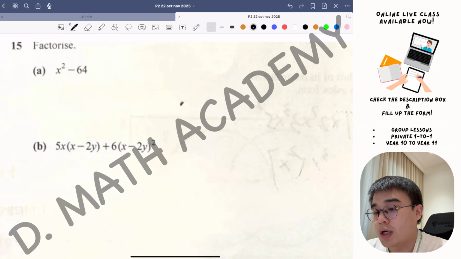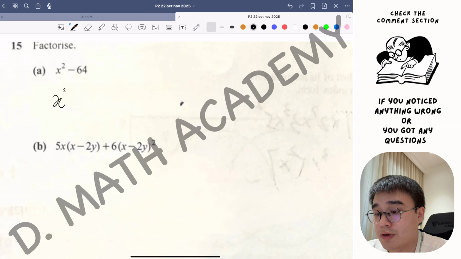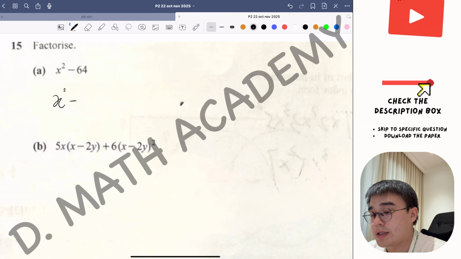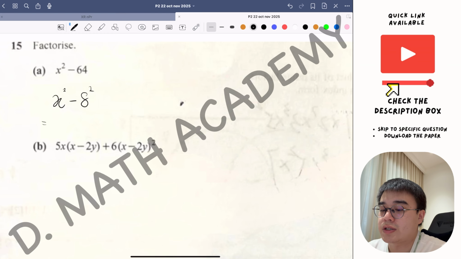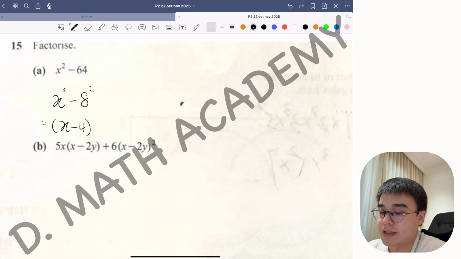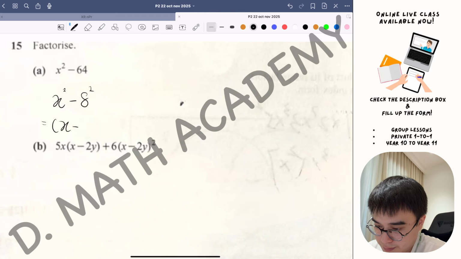Okay, so question 15a is also one of the very popular basic questions where 64 is actually 8 squared, I think. So with that, it's just x minus 8 and x plus 8.